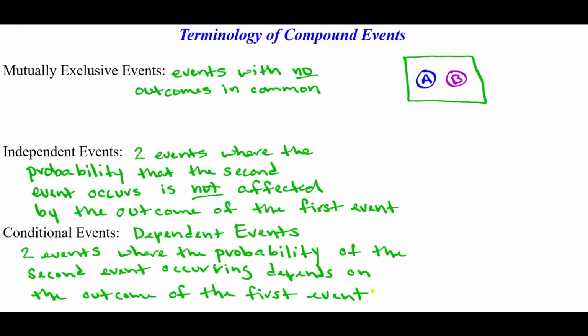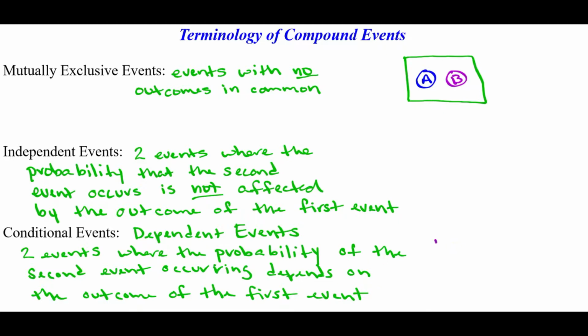So next we have conditional events or dependent events, and these are 2 events where the probability of the second event occurring depends on the outcome of the first event. So if you have a deck of cards, for example, and you choose a card, the probability that you get an ace is 4 out of 52. If you pull that first card out and you don't replace it, then the probability that the second card is an ace depends on whether or not you have an ace in your hand. So if there's an ace in your hand, the probability the second card is an ace is going to be 3 out of 51. But the probability that the second card is an ace if the first one's not an ace is 4 out of 51. So the probability changes depending upon the outcome of that first event.